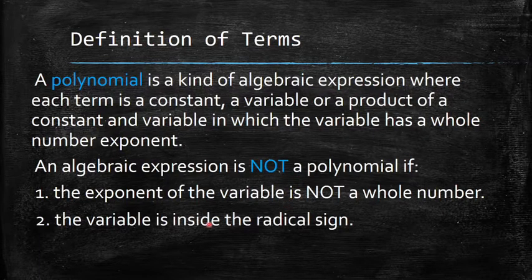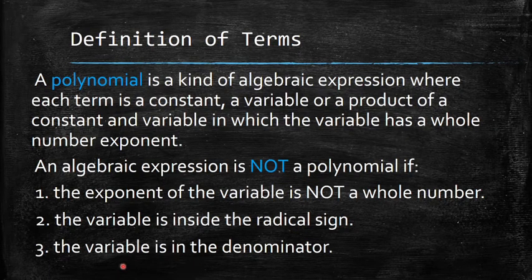Now for the second one, the variable is inside the radical sign. When you see a variable written inside the radical sign, whether it is square root, cube root, fourth root, or nth root, we cannot consider this algebraic expression a polynomial. Third, the variable is in the denominator. When you see a variable written in the denominator, this algebraic expression is not a polynomial.